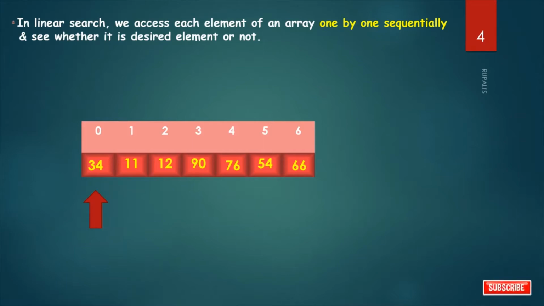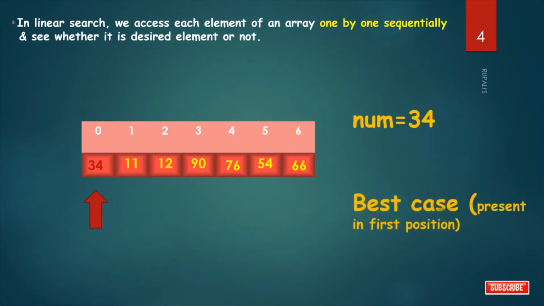Say I want to search 34, and in this array 34 is in 0th index, that is in first position. So how many number of comparisons is needed? It is only one. So number is 34. I want to search 34 in this array by linear search, and I search it sequentially and I get our required element at the first position. So number of comparisons is 1. So this is the best case because the element is present in the first position. So total number of comparison is 1.